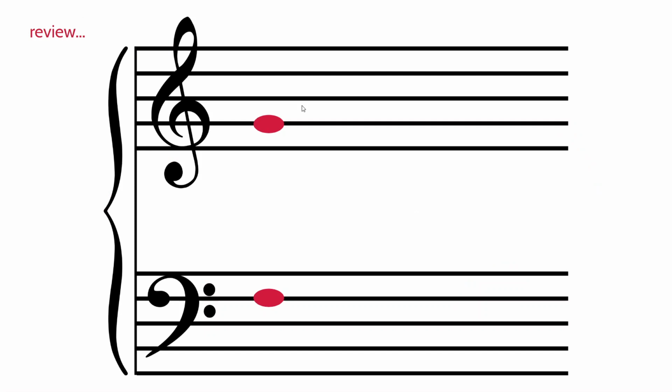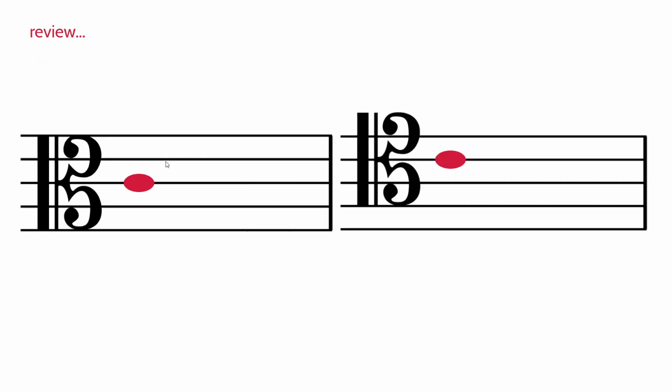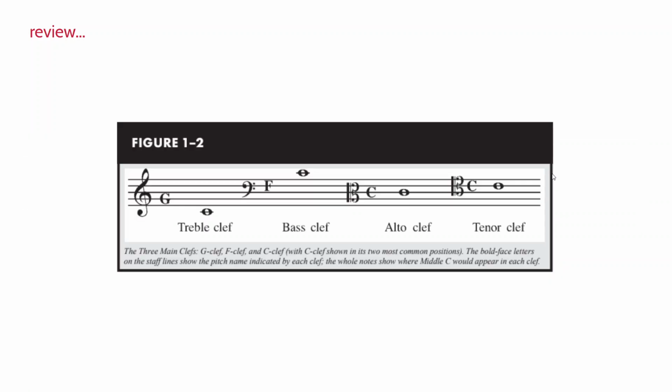Today we're going to talk about accidentals and the chromatic scale. Just to review a little bit, we have our G clef and our F clef, the treble and bass clefs. And we also have our C clefs, which are also known as the alto clef when it's centered in the middle, and the tenor clef when it's centered on the fourth line. And the line is the middle C. And here from the Acadec guide, we have the treble clef, the bass clef, the alto clef, and the tenor clef.